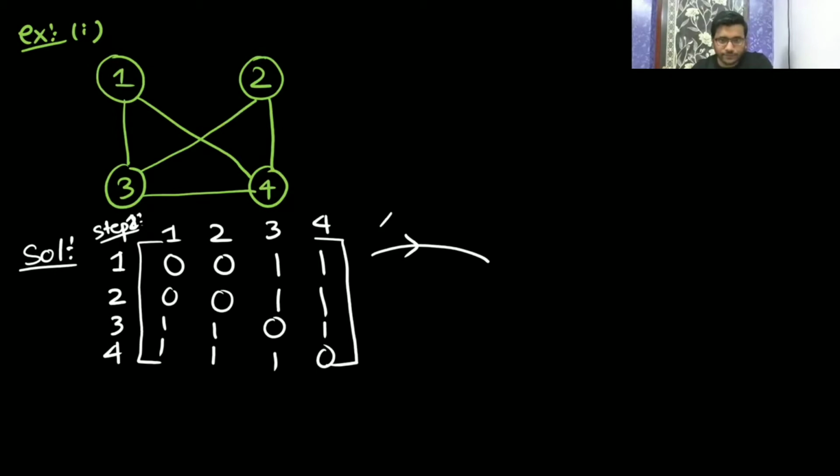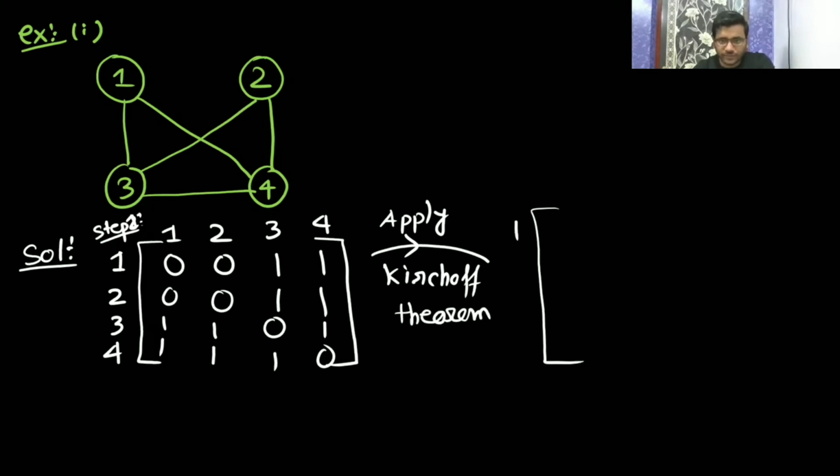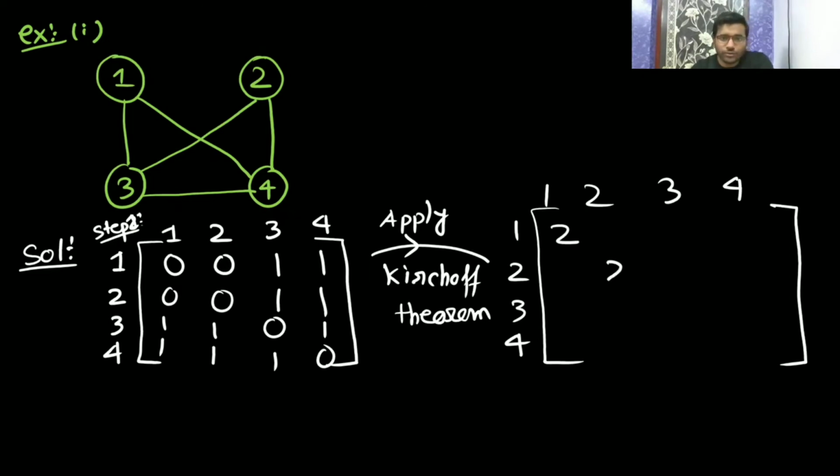Now apply the Kirchhoff theorem. It says that the diagonal element, the diagonal 0, is going to be replaced by its degree. So the degree of 1 is 2, the number of incident edges is 2. The degree of 2 is 2, the degree of 3 is 3, and the degree of 4 is also 3.